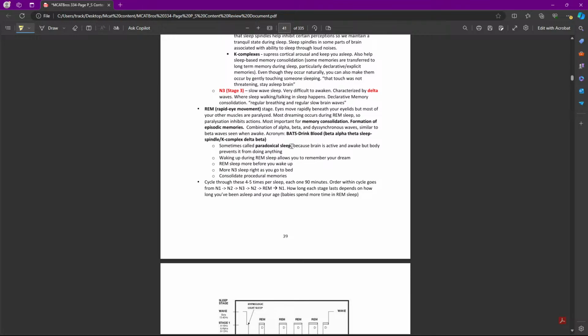Waking up during REM sleep allows you to remember your dream. You get more REM sleep before you wake up, and more N3 sleep right as you go to bed, which consolidates procedural memories. You cycle through these 4 to 5 times a night. Remember, each one is 90 minutes. And they tend to go from N1, N2, N3, N2, REM, N1. How long each stage lasts depends on how long you've been asleep and your age.